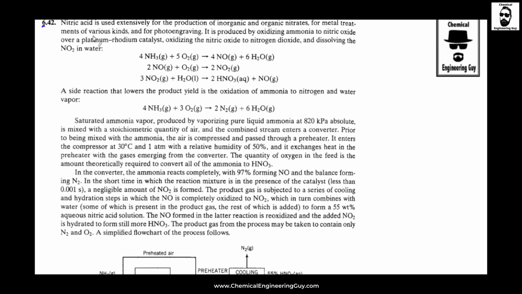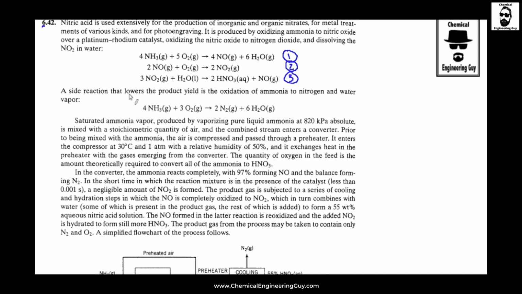So nitric acid is used extensively for the production of inorganic and organic nitrates, for metal treatment of various kinds, and for photo engraving. It is produced by oxidizing ammonia to nitric oxide over a platinum-rhodium catalyst, oxidizing the nitric oxide to nitrogen dioxide, and dissolving the NO2 in water. Essentially, we have these three reactions.